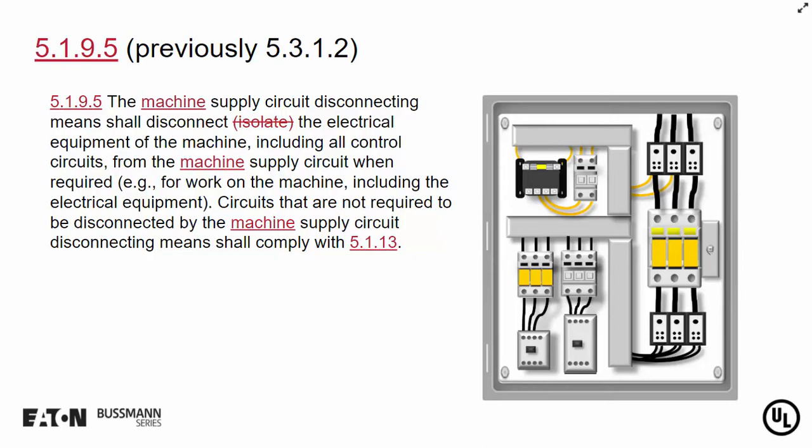So the basic requirement is that you should use the same disconnect for both power and control circuits. However, if that's not practical or not possible due to the design of the machine, then you must have a separate disconnect for those other supplies, and we will cover that in section 5.1.13.